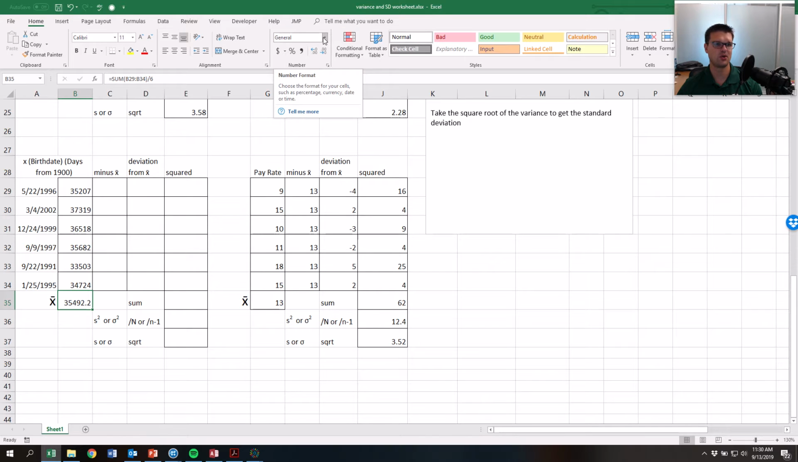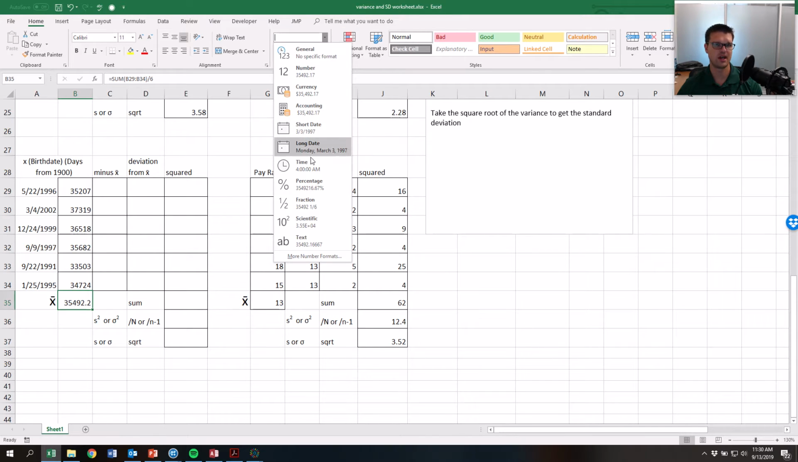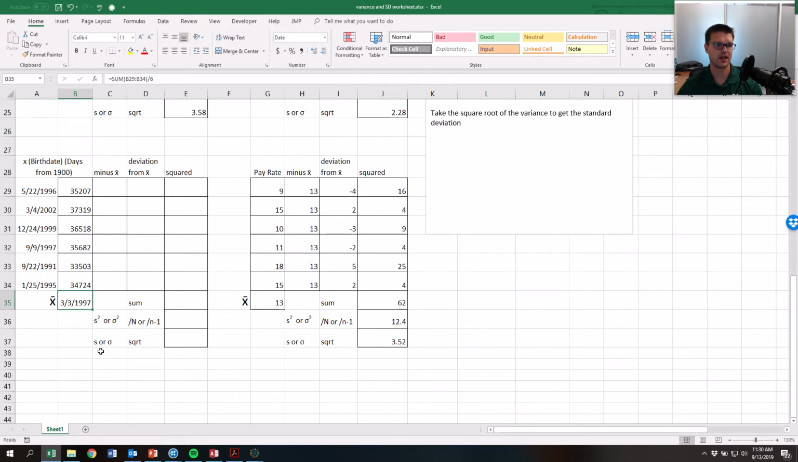All that you've got to do in order to change it back is go to the date type and do short date. So the average birthday is the 3rd of March, 1997, technically.